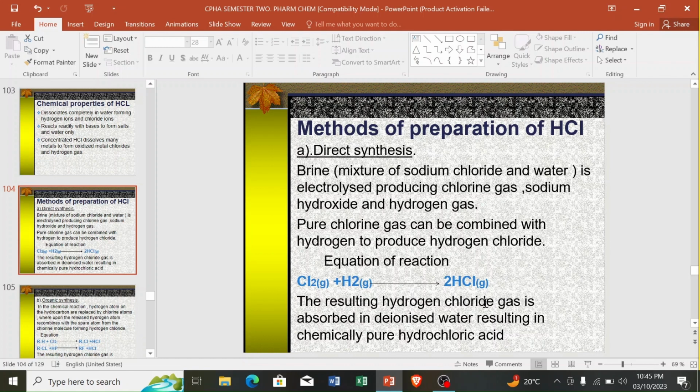The resulting hydrogen chloride gas is absorbed in deionized water, resulting in chemically pure hydrochloric acid. What do we mean by deionized water? Deionized water is water that does not contain any ions in it, be it non-metal ions or metal ions. We don't need them in that water where we are going to absorb our hydrochloric acid.